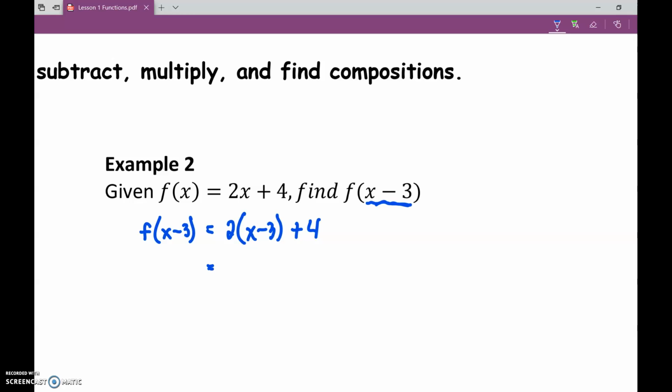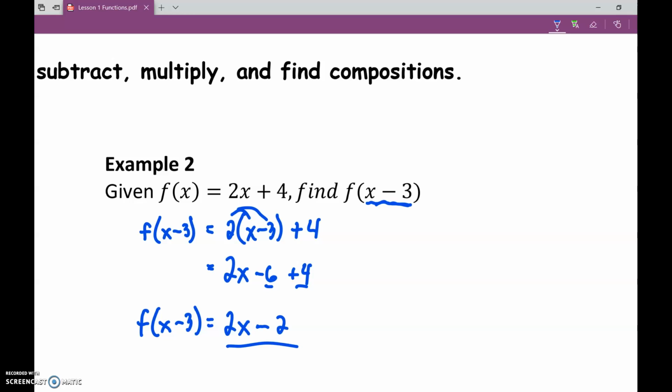From here, we simplify this as much as we can. So I'm going to distribute and then combine any like terms. Well, we only have the constants here that we can combine together to give us 2x minus 2, -6 plus 4. So there's f of x minus 3.